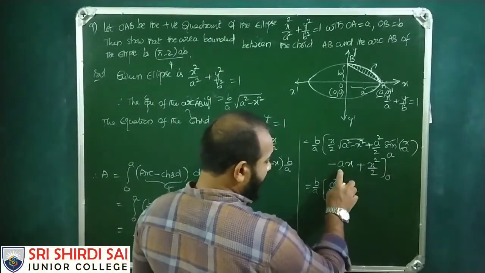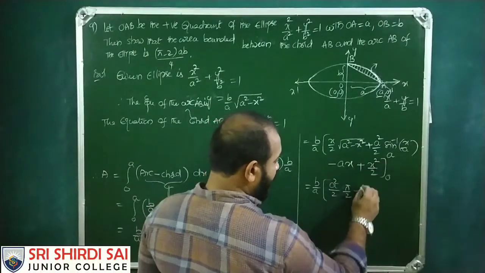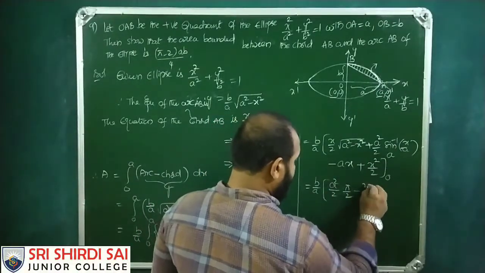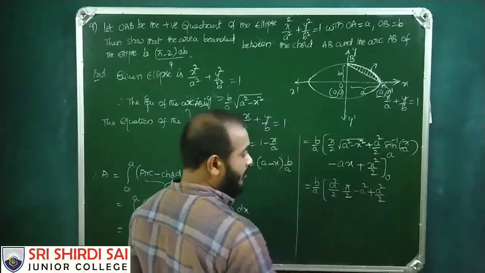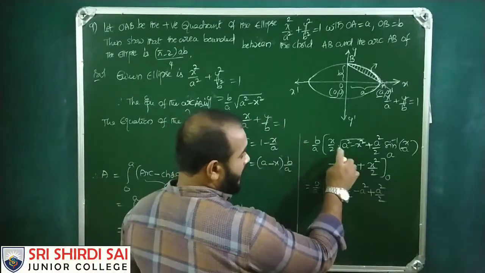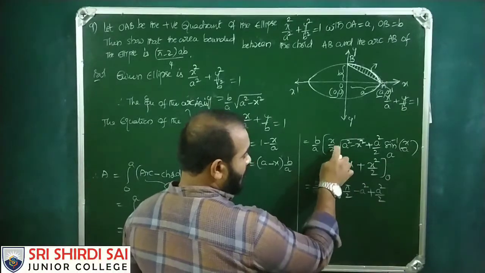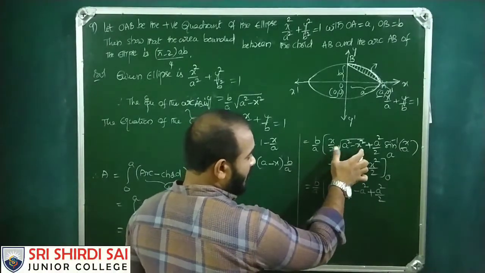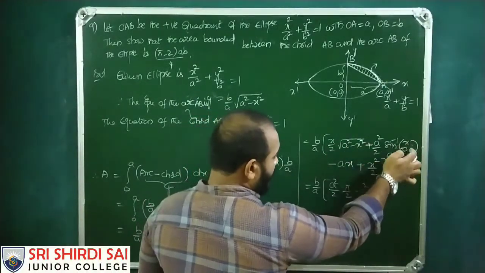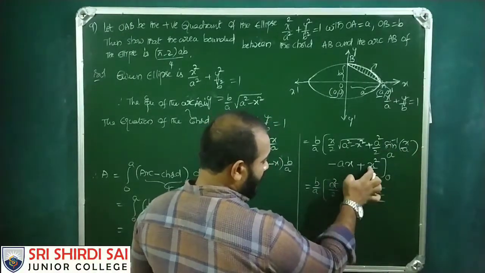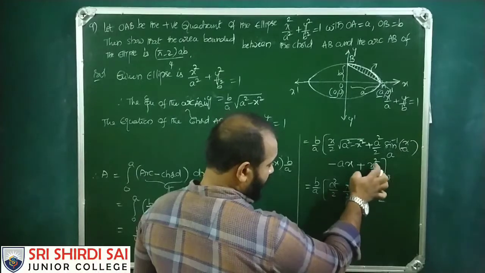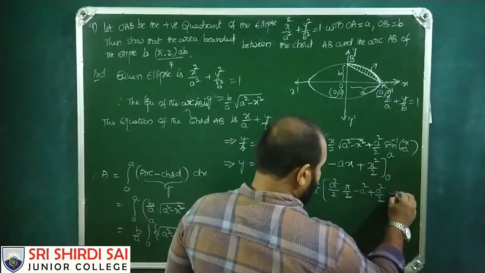Minus a, in the place of x, a into a square plus a square by 2. So this is all upper limit minus lower limit. In the place of x, substitute 0. 0 by 2 into something, this is 0. A square by 2 sine inverse 0 by a. 0 by a is 0. A into 0, 0. A square by 0 square by 2 is 0. So the whole is 0.